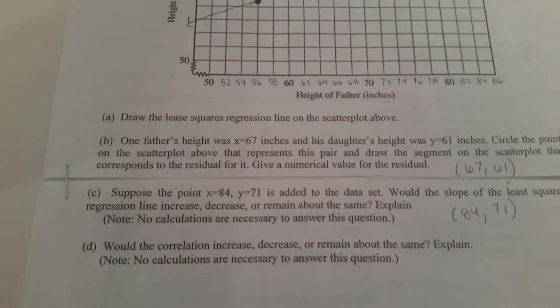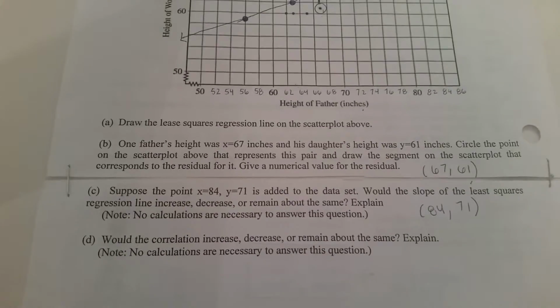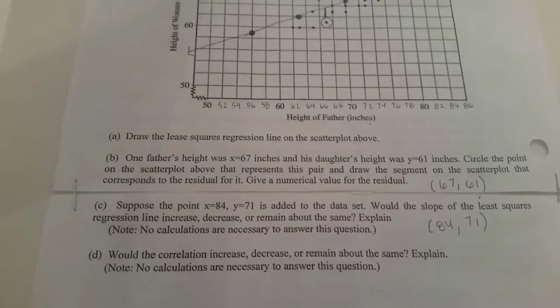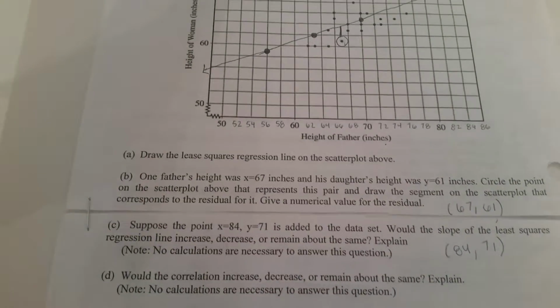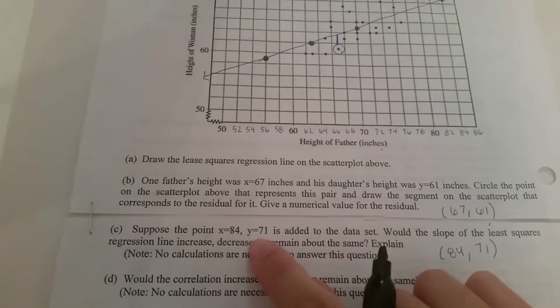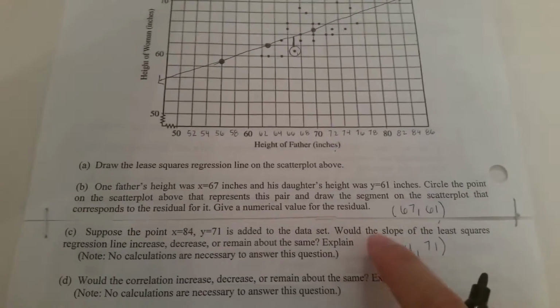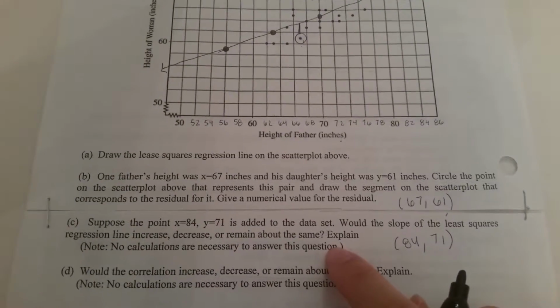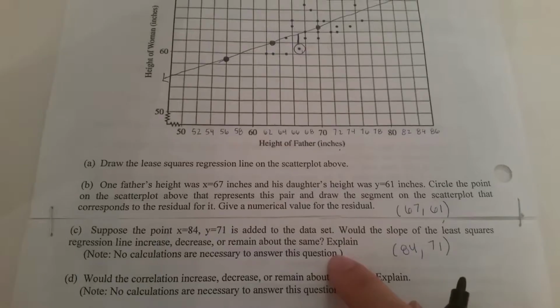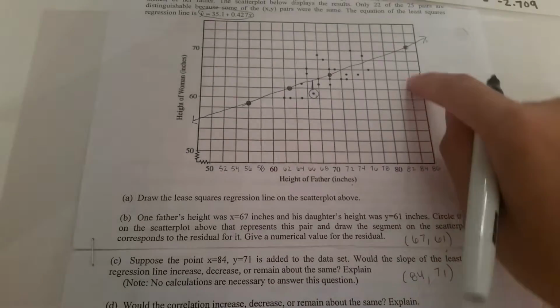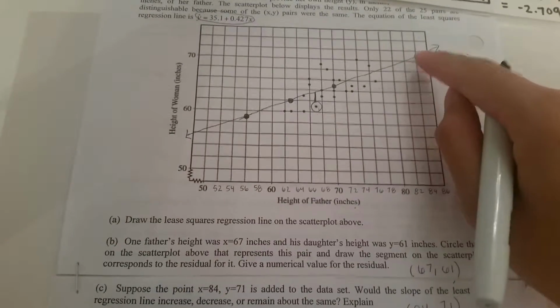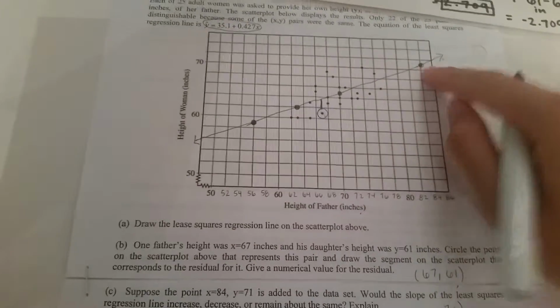Now, moving on to part C. Suppose the point x equals 84, which is the father's height of 84 inches, and y, the daughter's height of 71 inches, is added to the data set. Would the slope of the least squares regression line increase, decrease, or remain about the same? So this is the x value and that is the y value. I've already plotted it, which is right here, and it appears to be on the regression line.